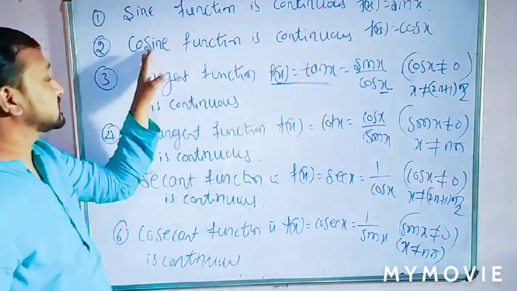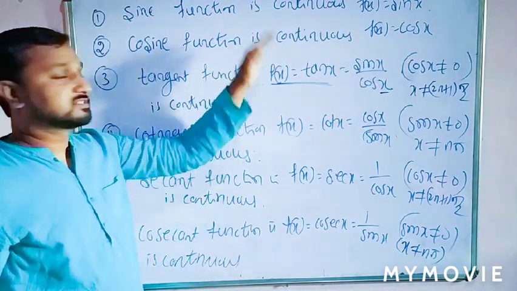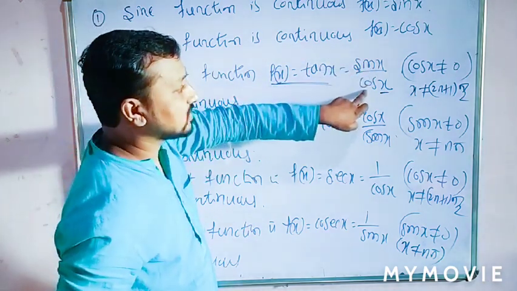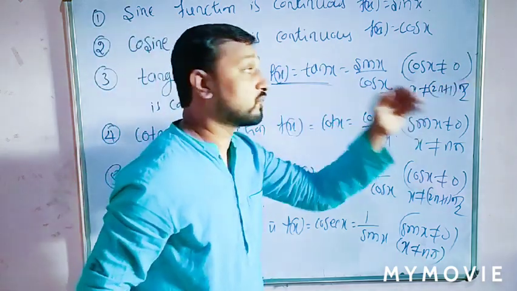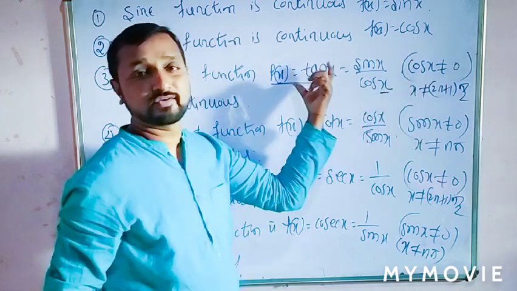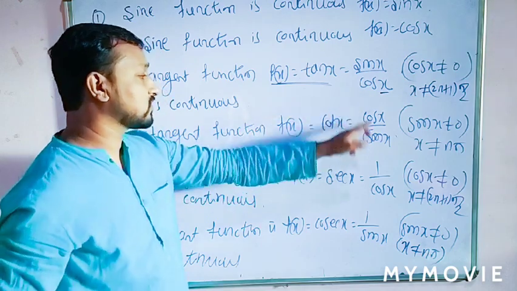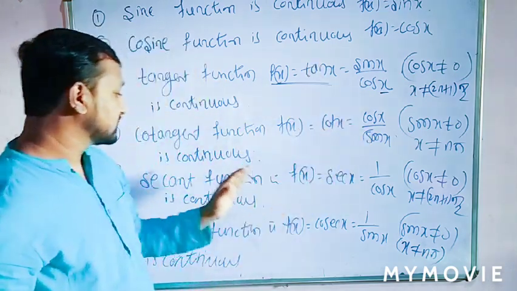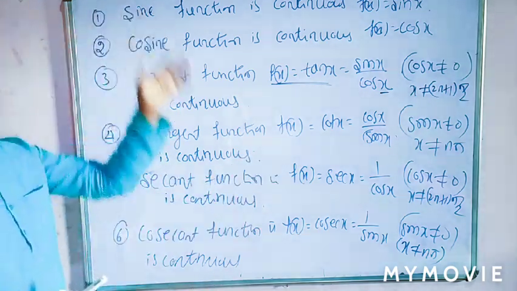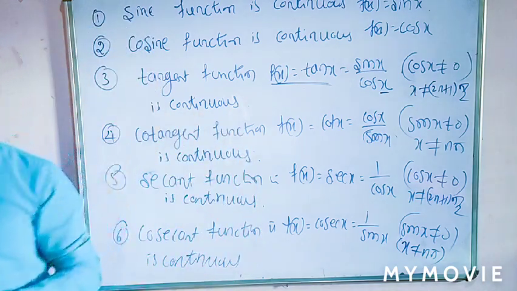Friends, see that the sin x function is continuous at every real number. Is that clear? And the cos x function is continuous at every real number. By using the algebraic division rule, the tangent function is nothing but sin x by cos x. Sin x is continuous, cos x is also continuous, so the function is continuous only if cos x is not equal to 0. Likewise, the cotangent function is also cos by sin, and that is also a continuous function. Clear, students? The trigonometric functions are continuous except in some situations. Write down these important points. Okay.